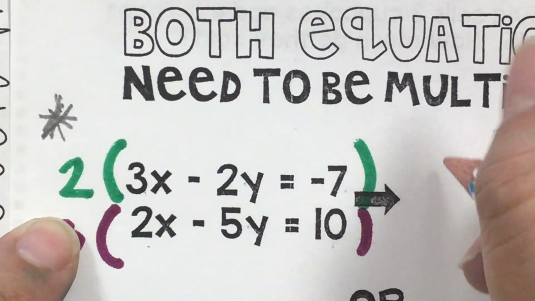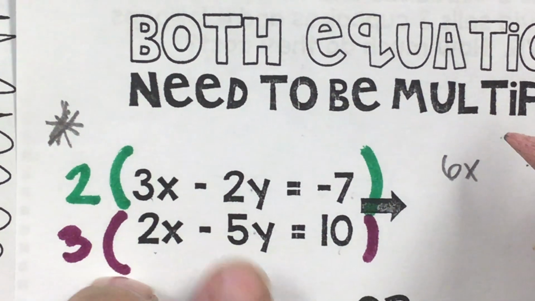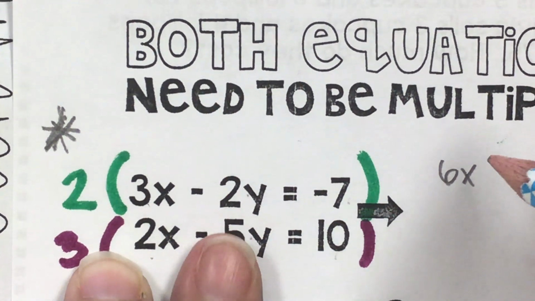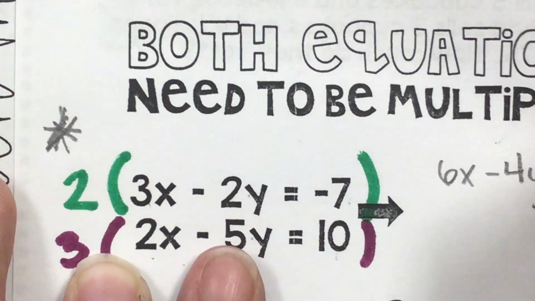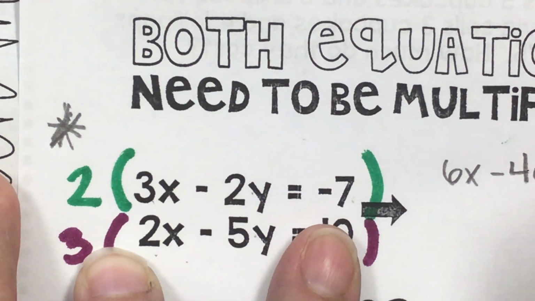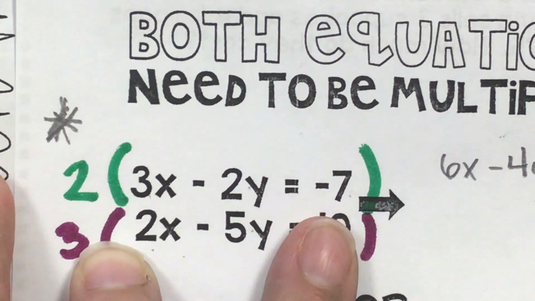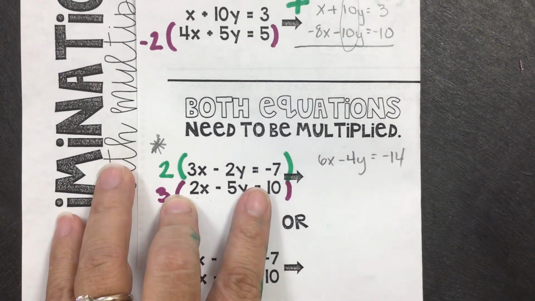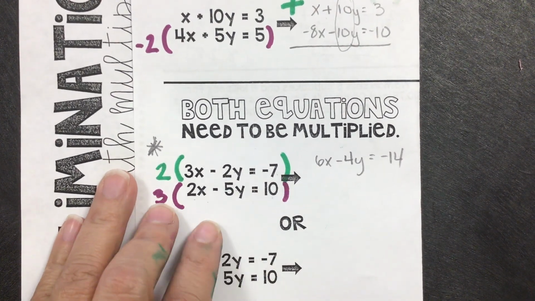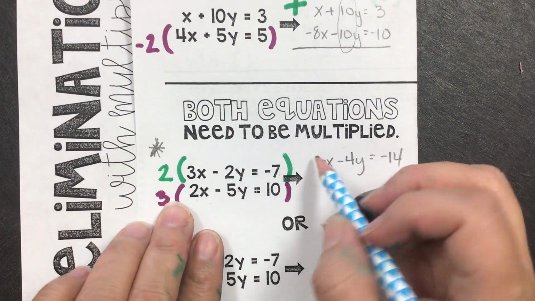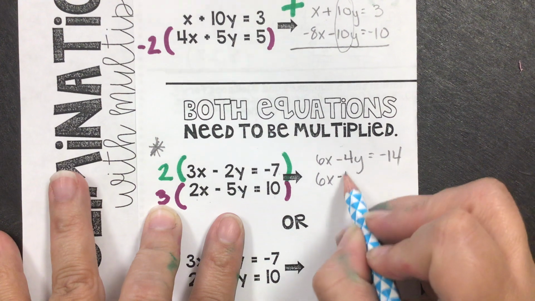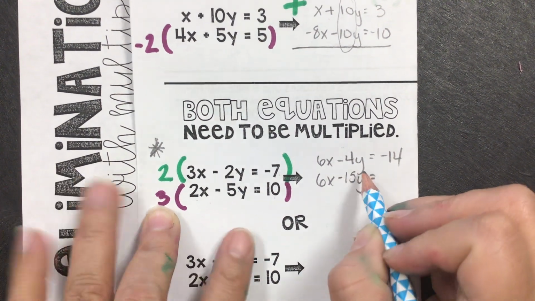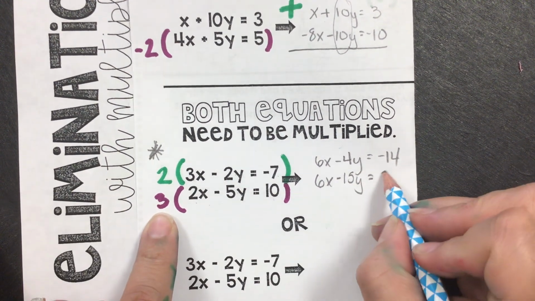2 times 3 is 6x. 2 times negative 2 is negative 4y. And 2 times negative 7 is a negative 14. Three times 2 is 6x. 3 times negative 5 is a negative 15y. And then 3 times 10 is 30.